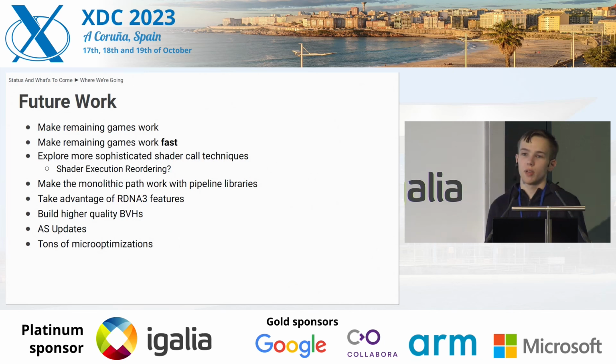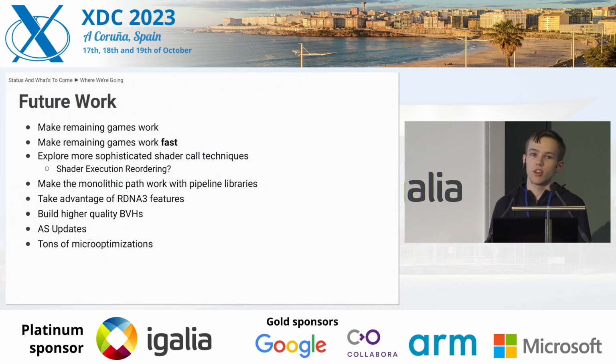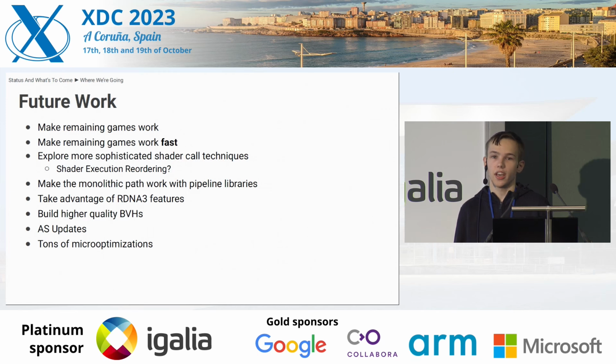Also, of course, on the roadmap is taking advantage of the RDNA 3 features I skipped over, because RADV doesn't actually use them yet. And on the acceleration structure side, we could build higher quality BVHs, so we have to execute fewer traversal iterations, which of course makes the overall thing faster. The other thing we could look at is acceleration structure updates, where Vulkan has some ways to modify already built acceleration structures without the hassle of rebuilding them again. So you just change some small positions inside the acceleration structure, and that's it.